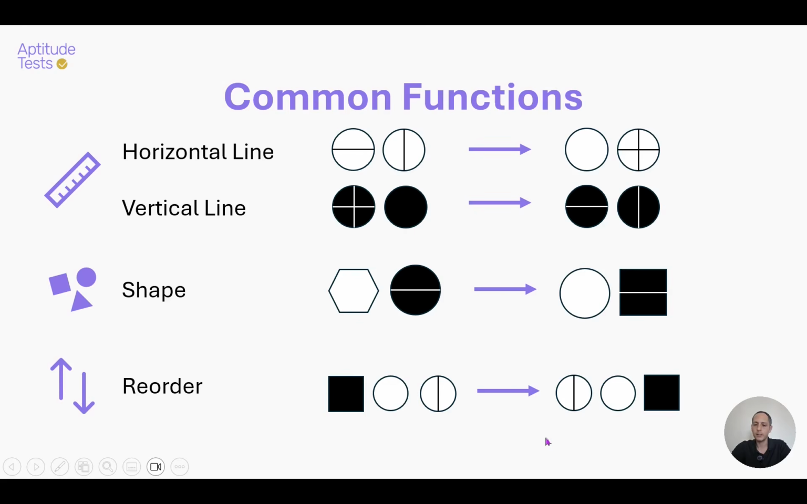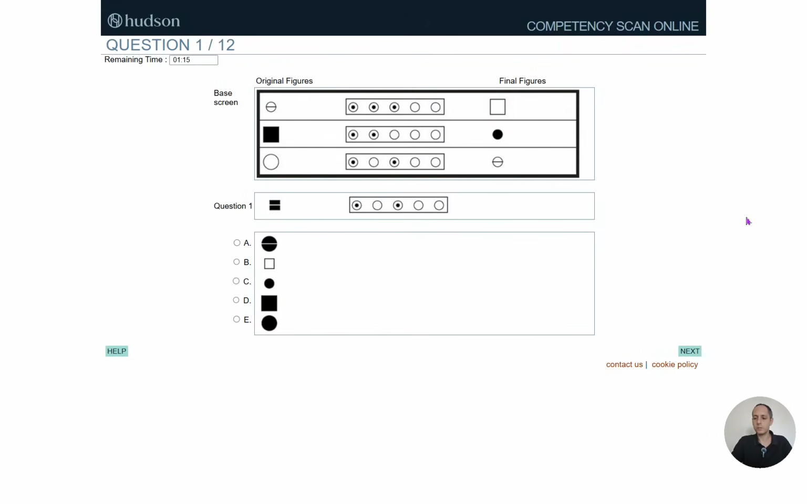And the third and last is the reorder, in which we're going to take the shapes and reorder them from right to left. So the samples we'll be solving today are taken from this official sample test by Hudson. You can take it as many times as you want. You do not need to submit an email. All you need to do is answer a couple of very basic questions. I will add a link in the description in case you're not already familiar with this test.